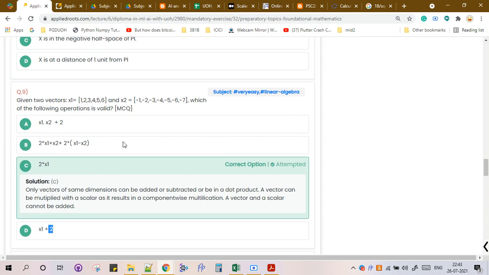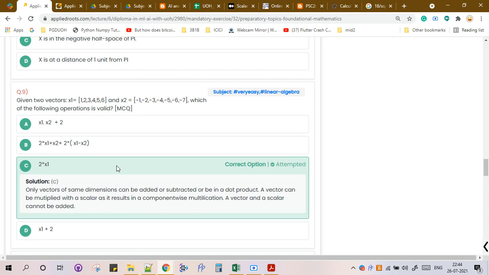But in numpy it is possible. If you give x1 plus 2, it will add 2 to all of them. What it is doing is basically taking this 2 as a 6D point, 2 2 2 2 2 2, and adding it to x1. But in normal math, forget about numpy. If numpy was not there, this is not possible. So the only possible thing is 2 multiplied by x1. Yes, you can multiply by 2. So we are just scaling our vector by 2.